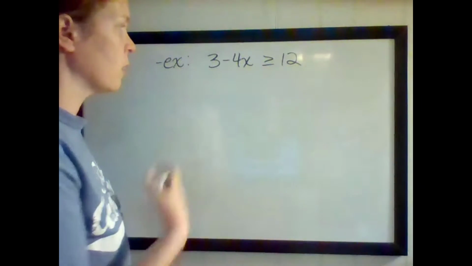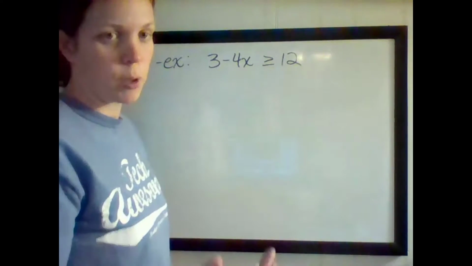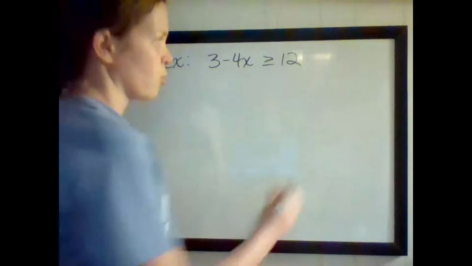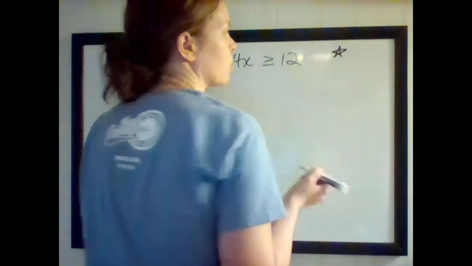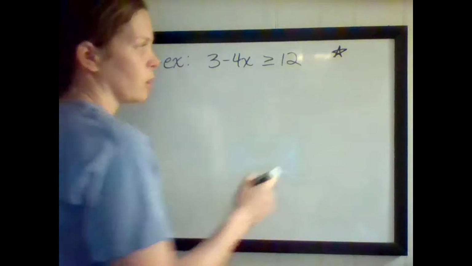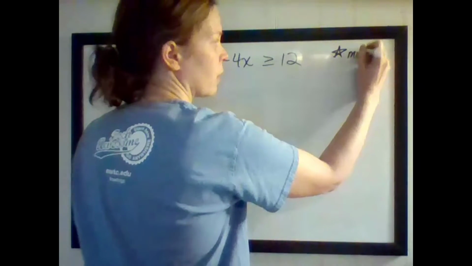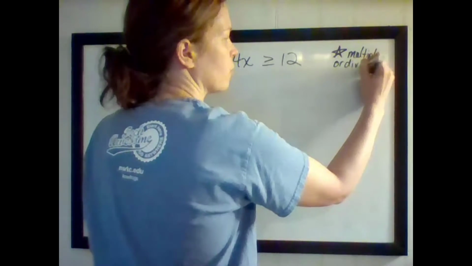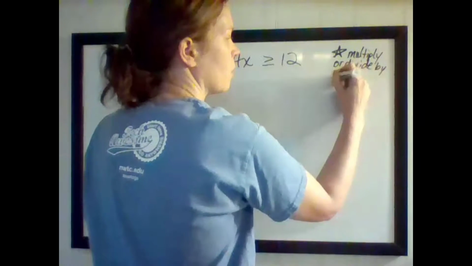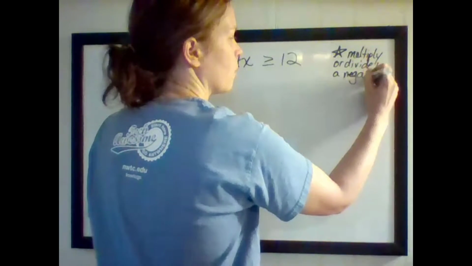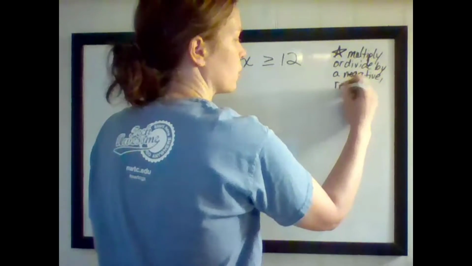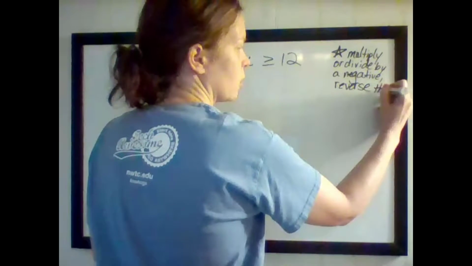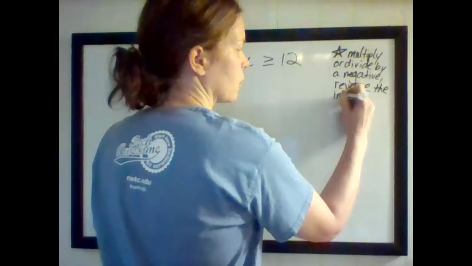The steps of solving linear inequalities are pretty much the same as solving linear equations with one exception, with a little star. The one exception is that when we multiply or divide by a negative, then we reverse the inequality sign. Flip, reverse, however you want to think of it, reverse the inequality sign.